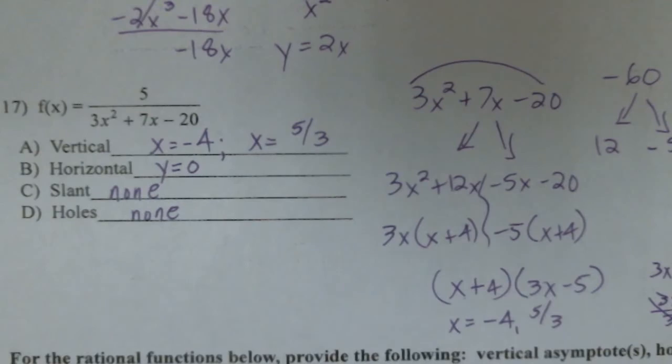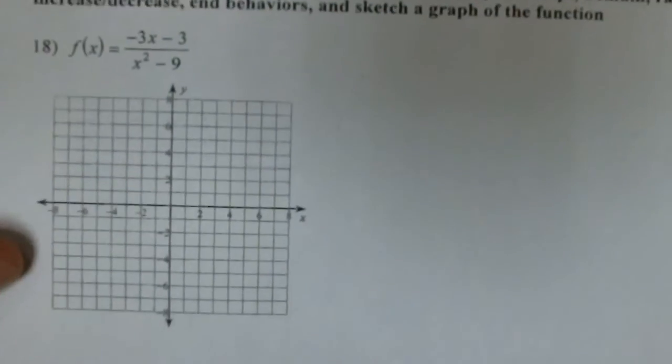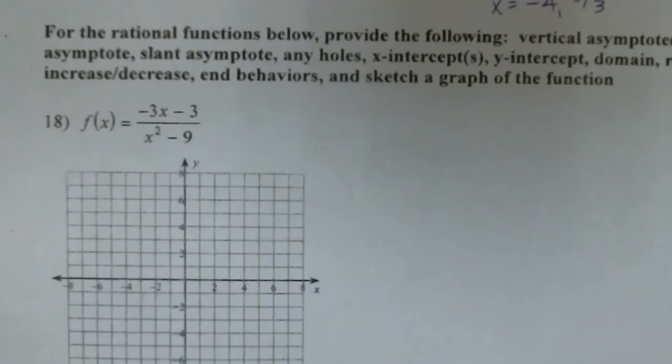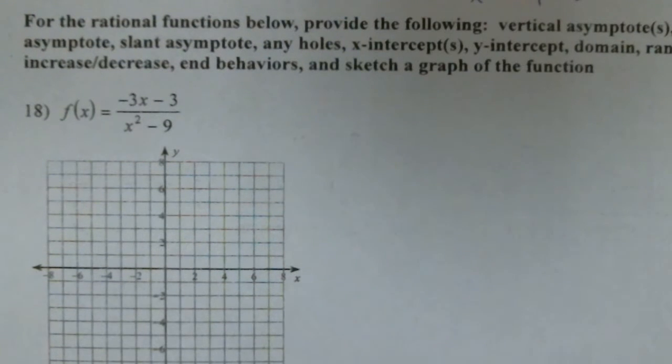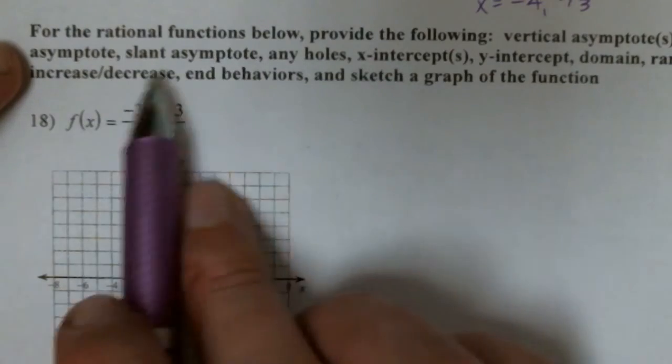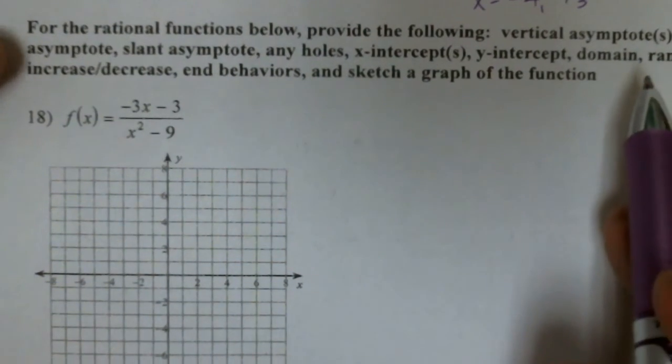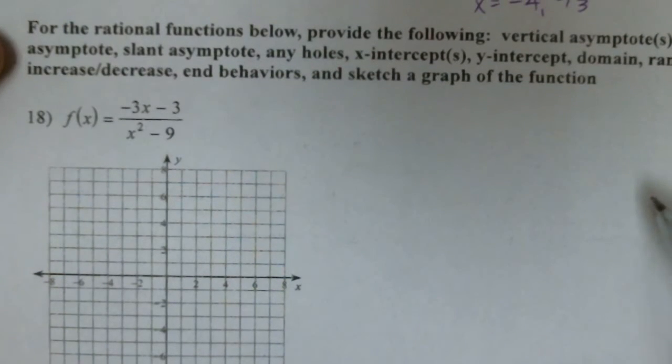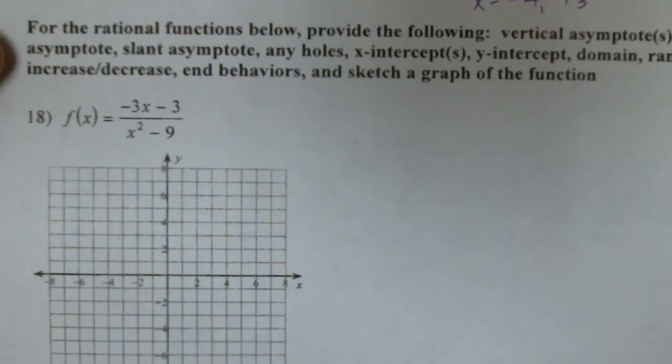Are you ready to rumble? Hardest stuff ever. You can do it. I know you can do it because you guys are brilliant. So for the rational functions below, provide all million of these things. It's a lot of stuff. On the test, I will give you blanks so you won't have to write all this stuff out.